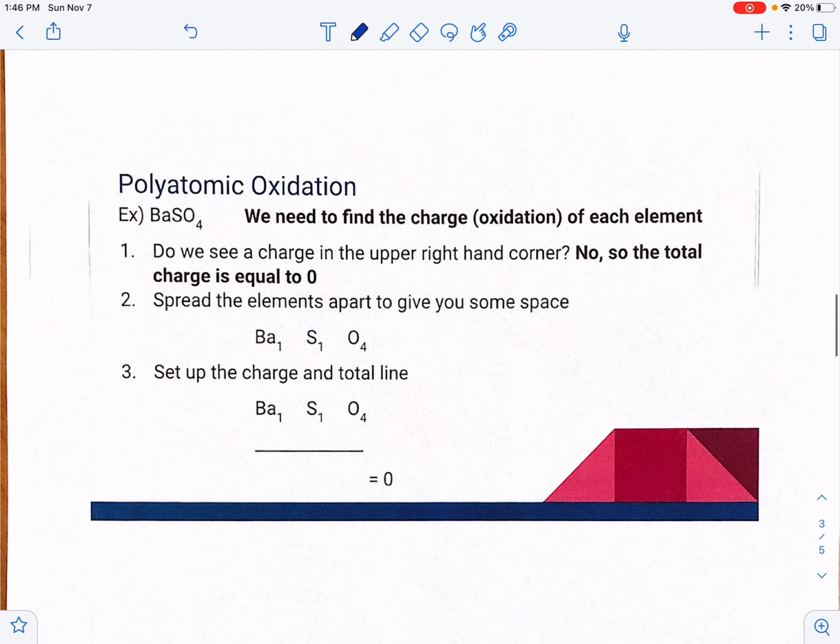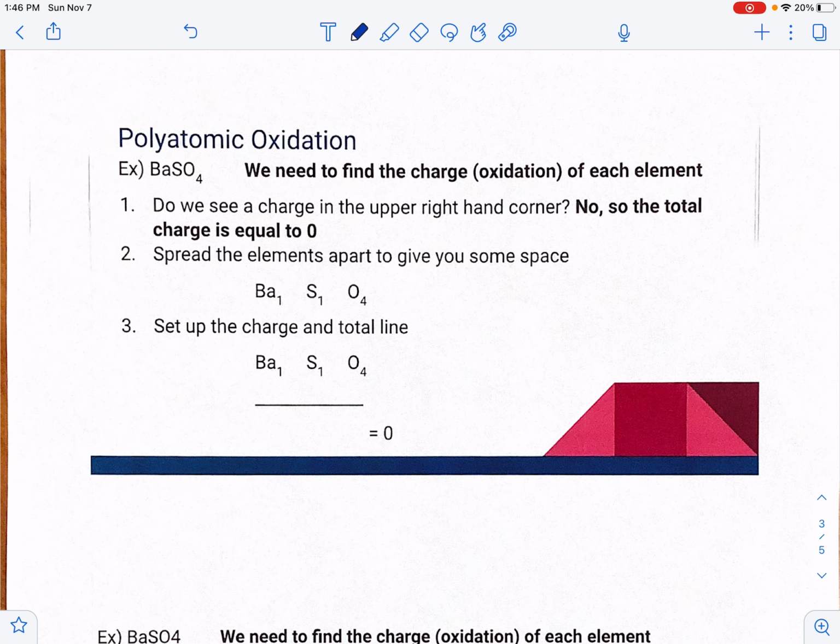Now, for our example, I have everything written out here. If you pull up my presentation, it goes step by step, but I'm going to talk about it step by step. Our example is BaSO4. I'm asking you to find the charge or the oxidation number of each element in this BaSO4. Your first step is to look and see, do we have a charge right here? And no, we do not. That means we're going to set our whole thing equal to 0. No matter what charges I have for each one, I know the total should come out to 0. That is why I bolded that right there.